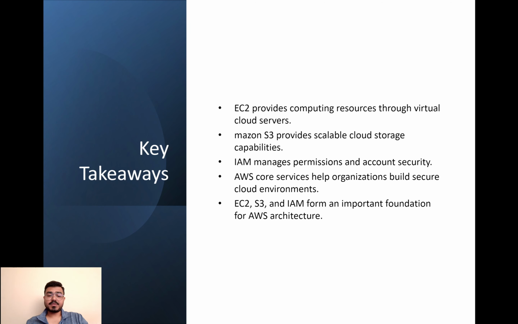Third, IAM manages permissions and account security. Identity and Access Management helps organizations improve cloud security and cloud resource access. We can learn that AWS core services help organizations build secure and reliable cloud environments. Finally, EC2, S3, and IAM form an important foundation for AWS architecture and future machine learning environments. Learning these services creates a strong foundation for advanced AWS technologies.